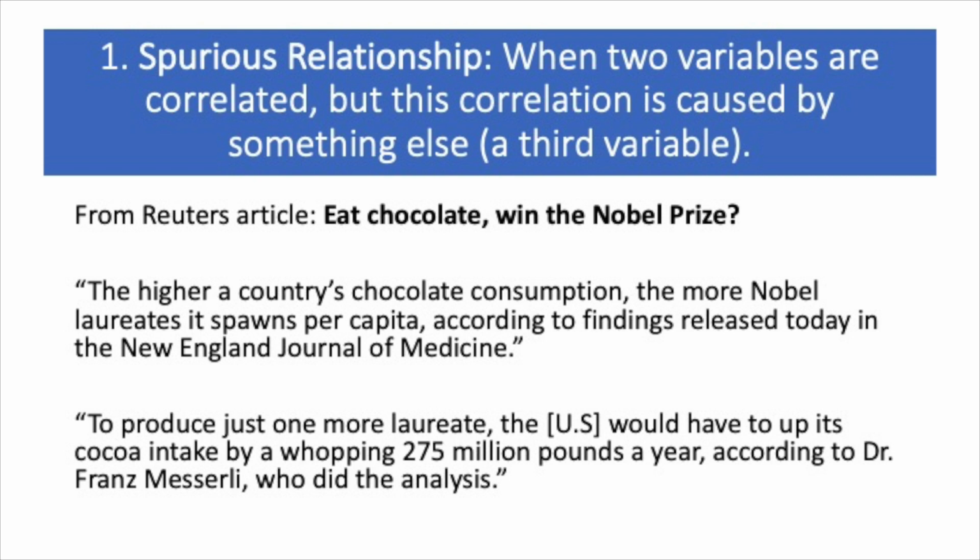Instead, if we think about national wealth, this is perhaps explaining the levels of chocolate consumption and also explaining the number of Nobel laureates, right? Because more wealthy countries are going to have more resources that enable people to get to that stage of winning the Nobel Prize. This is another example of a spurious relationship. Okay, so now you've got at least 3 examples that you can think of, and I hope that this clarifies what we mean by spurious relationship.